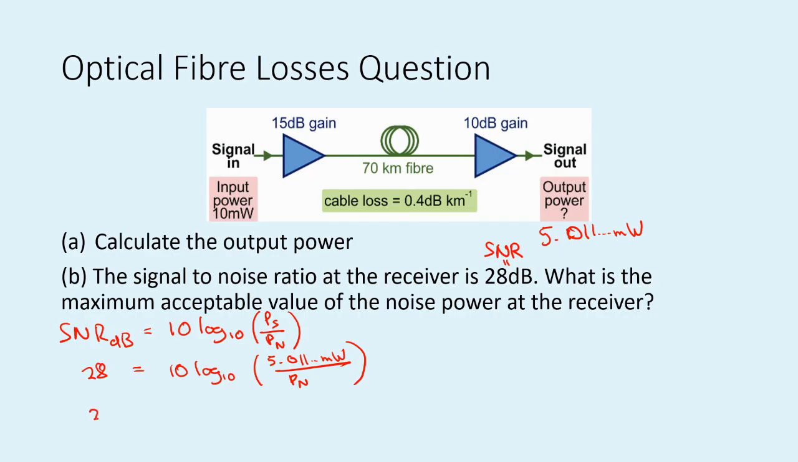So very similar to the previous question. You do need to make sure that you're comfortable with this, because obviously this can come up in comms or in optical fibers, or possibly in digital as well, or wireless. So you need to be comfortable with it. So 10 to the power of 2.8, taking out log form, is our 5.01 milliwatts over the power of the noise. I'm going to switch the power of the noise over with the 10 to the 2.8.